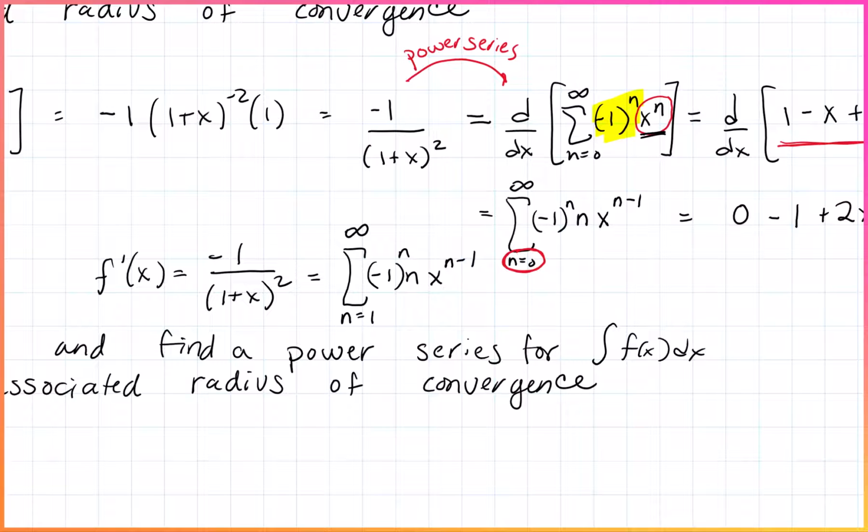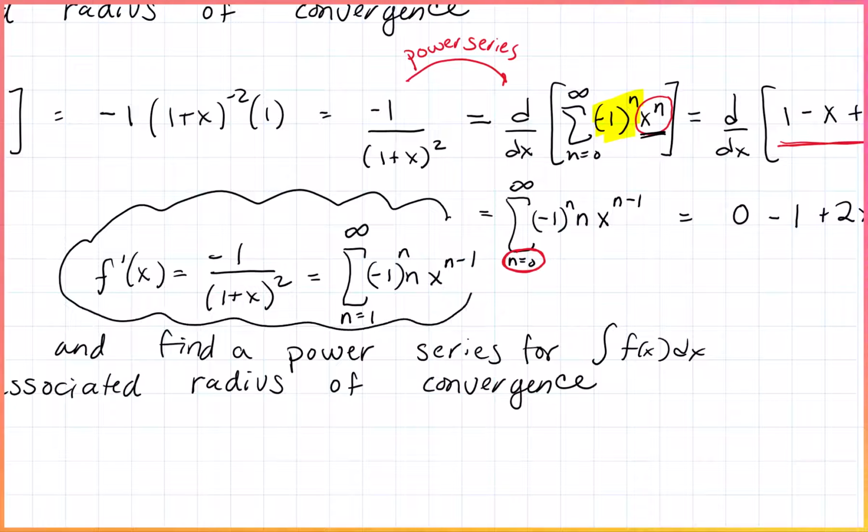And sometimes that will happen when you take the derivative. If you have a constant term, that constant term will go to 0 when you take the derivative, so you can adjust the index for that. So here is our power series representation for the derivative of the function we were looking at, which is negative 1 over the quantity 1 plus x squared, and that is equal to the series from 1 to infinity of negative 1 to the n times x to the n minus 1. That was a mouthful.